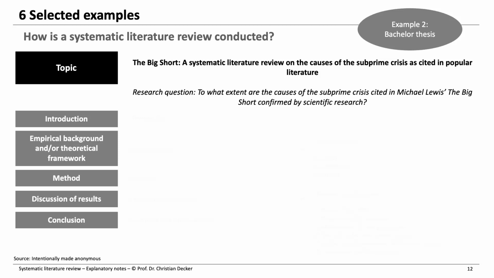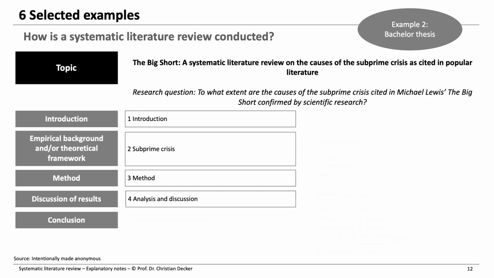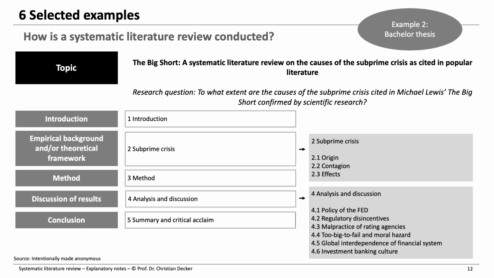The bachelor thesis is structured as follows. Chapter 1, Introduction. Chapter 2, Subprime Crisis. Chapter 3, Method. Chapter 4, Analysis and Discussion. Chapter 5, Summary and Critical Acclaim. The second chapter, Subprime Crisis, is further broken down as follows. Subchapter 2.1, Origin. Subchapter 2.2, Contagion. Subchapter 2.3, Effects.